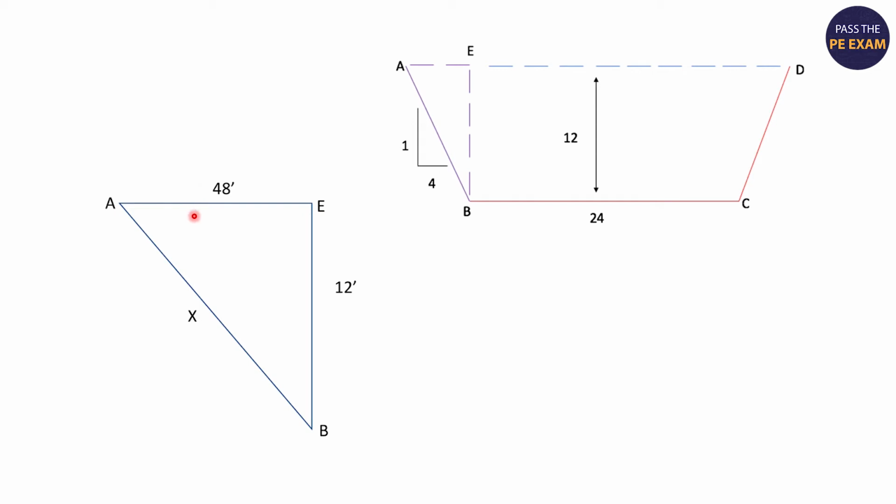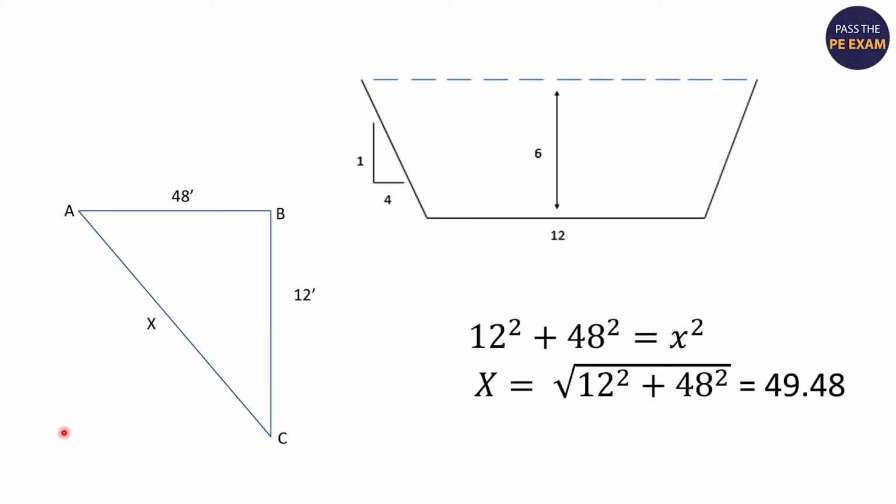Now if we know two sides of a right triangle, we should all know how to figure out this length. It's just a squared plus b squared equals c squared. Therefore, we can figure out that x, or the length of AB, is equal to 49.48, which of course is also the same for the other side of the channel.